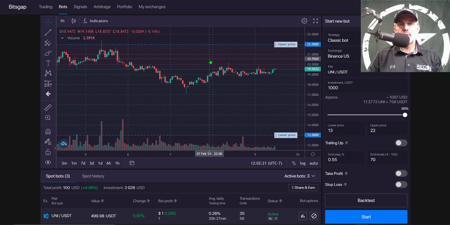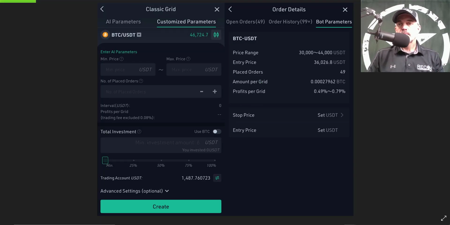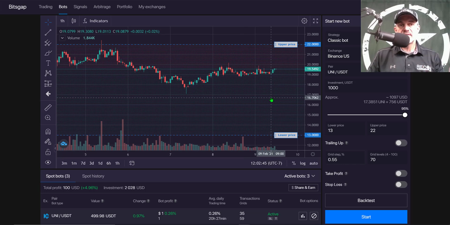Now, before we get too far into the weeds, there are several different platforms that offer grid bot trading. One of them is Binance, another one is KuCoin, and then my go-to platform is Bitscap.